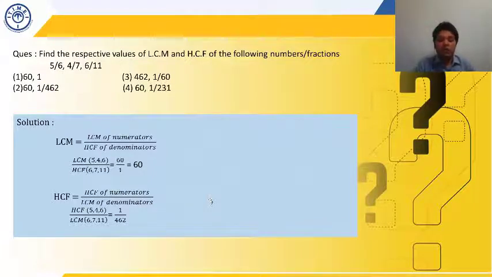And what is the LCM of 6, 7, 11? Nothing is common. The multiplication of these is going to be the LCM. So 6 into 7 into 11 turns out to be 462. So 1 upon 462 is my HCF.